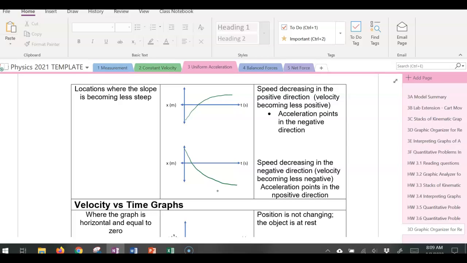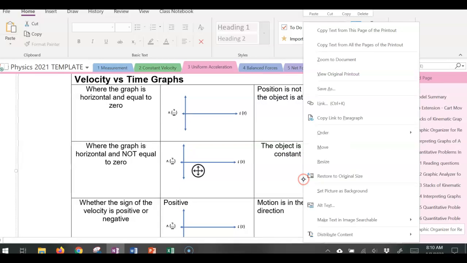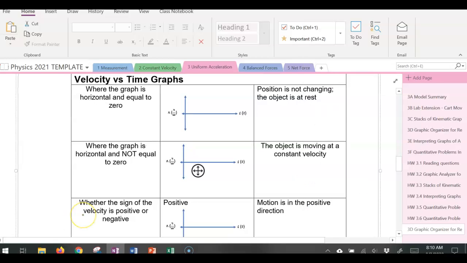Okay. So we have now shown good examples of all of the things you might look for in a position versus time graph. Now let's look at velocity versus time graphs. Always be very clear what type of graph you're looking at. Okay, so for velocity versus time graphs, where the graph is horizontal and equal to 0. So in other words, oh my goodness, my axes are turned over. Should be velocity in meters per second. But anyway, if the velocity is a horizontal line so that it's staying at the value of 0, that means the object's at rest.